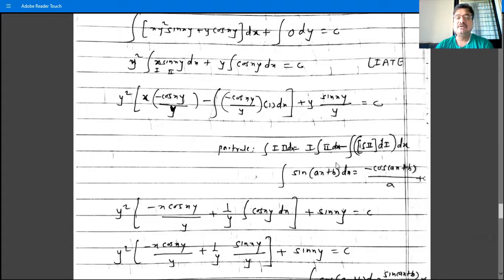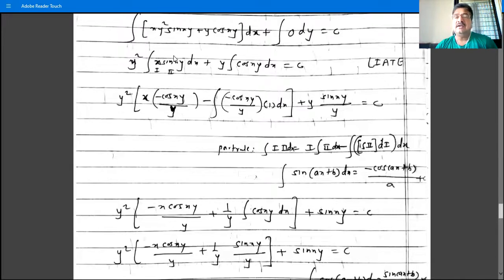And so the by-parts rule is this: integration of first into second dx is what? First times integration of second, minus integration of (integration of second into derivative of first) dx, plus constant of integration. Okay, so use this rule. First times integration of second, which is sin(xy).